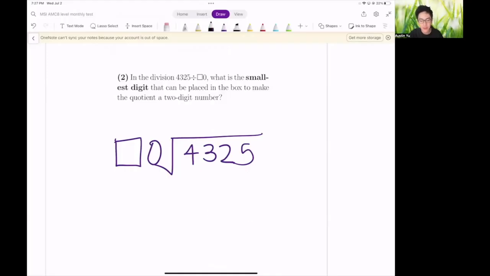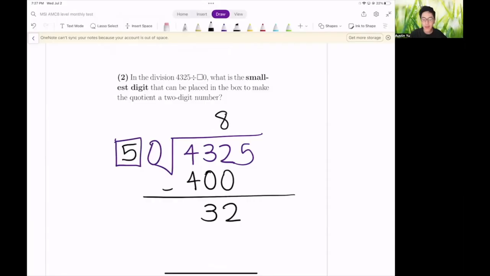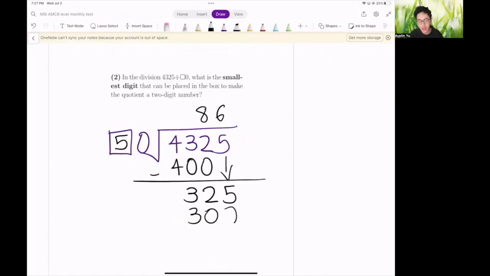We draw 5 this time. 5 cannot go into 43, obviously. So let's see if it can go into 432. It does go into 432 8 times. So 400. And then we have to drop down a 32. And then, since we dropped down to 32, we have to pull down the 5 from here, because that's the number that we have to pull down. How many times does 50 go into 325? Well, the answer would just be 6, right? Because 6 times 50 is 300, and we're left with a remainder of 25.